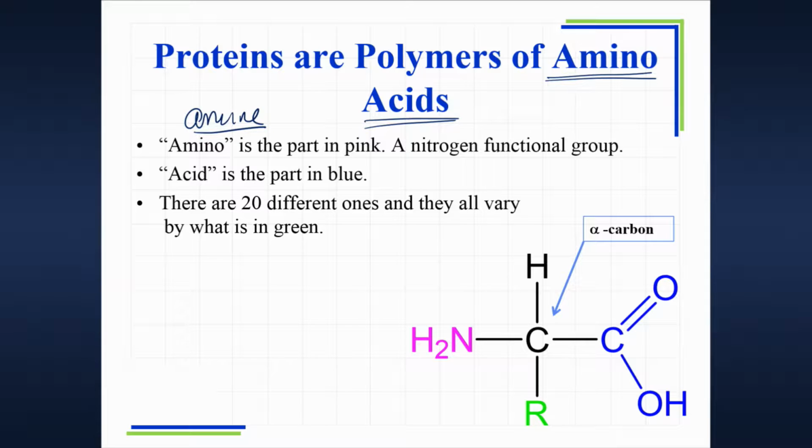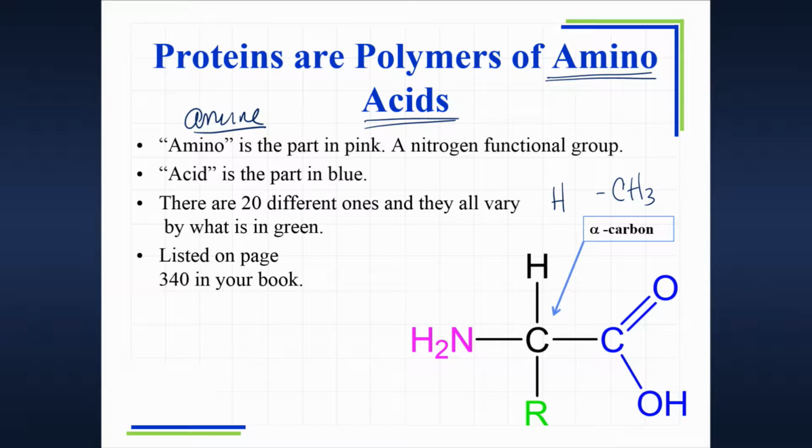There's only 20 different amino acids that we use to make proteins, okay? And that's the green part. As we change that green part, it could be a very simple green part, it could be a hydrogen. So it's not necessarily always a carbon group, it could just be a hydrogen. Or it could be a very simple R group and be a methyl group. And it can get more and more complex, but there's only 20 different ones that make up an amino acid.